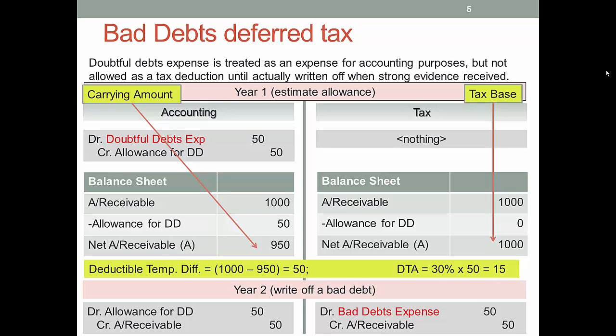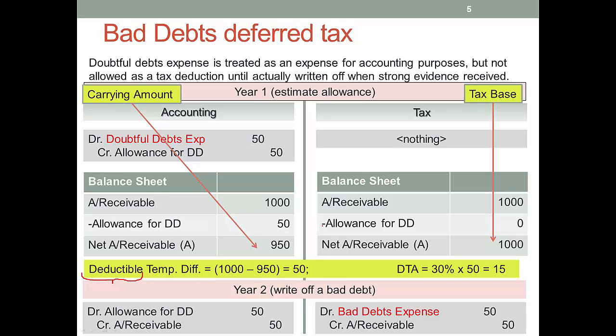So what does that mean in our second year? We've got a tax profit that's less than our accounting profit. It's like having an additional deduction, an additional expense in that year. So it's because of that effect in the second year that we refer to this temporary difference as a deductible temporary difference. It's like a deduction that's hanging around waiting to happen.